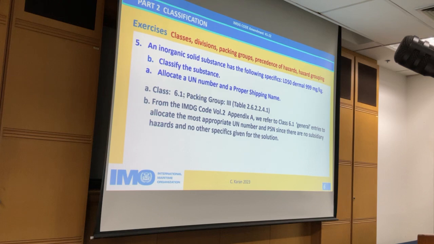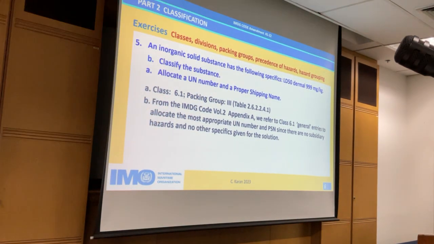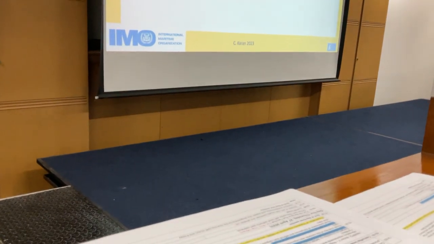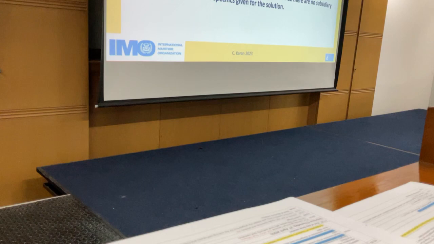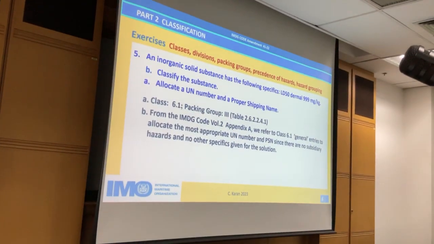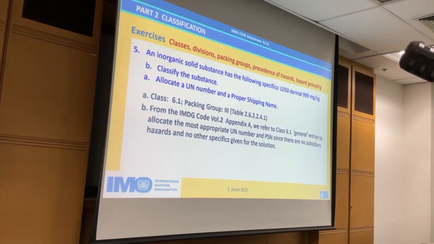An inorganic solid substance has the following specifics. Lethal dose 50, dermal, from the skin. Skin toxicity is 999 milligrams per kilogram. Let's classify the substance. We shall first find what? The packing group.